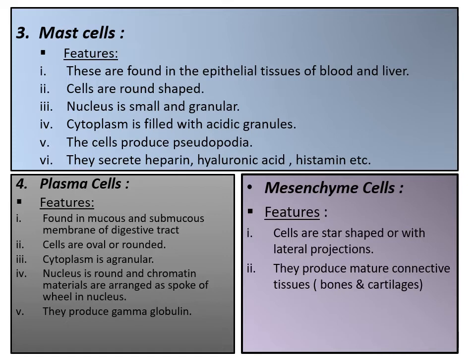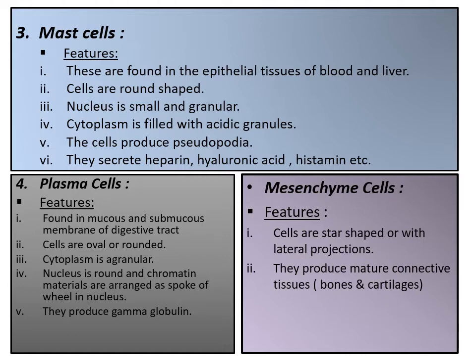Now, the third type of the cellular element is mast cells. Some of the important features of the mast cells are: these are found in epithelial tissues of blood and liver. Cells are round-shaped, the nucleus is small and granular. Cytoplasm is filled with acidic granules. The cells produce pseudopodia. They secrete heparin, histamine, hyaluronic acid and so on.